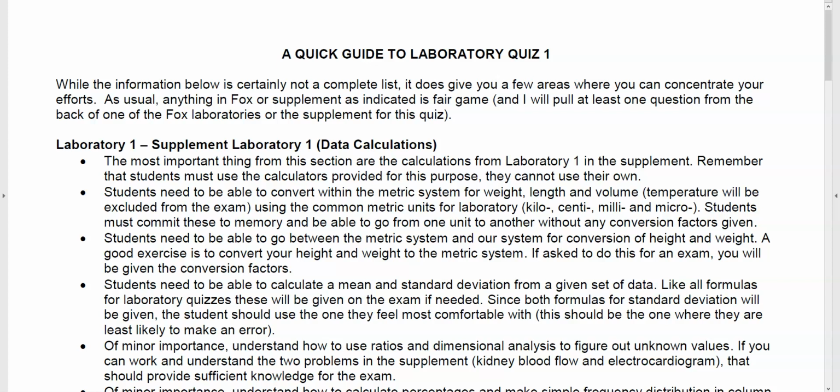Here we have the quick guide to Laboratory Quiz 1. I think making a short video on some of the important areas might help you concentrate your studying.